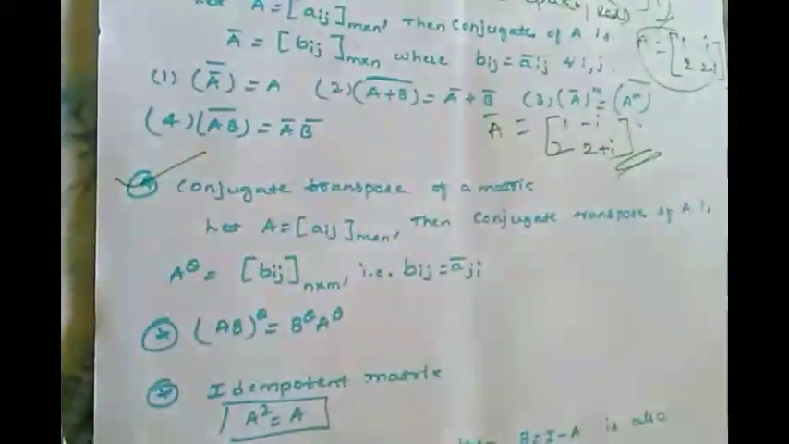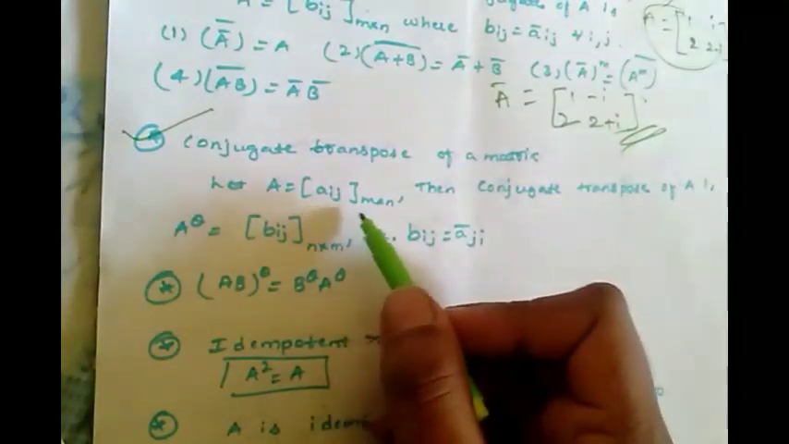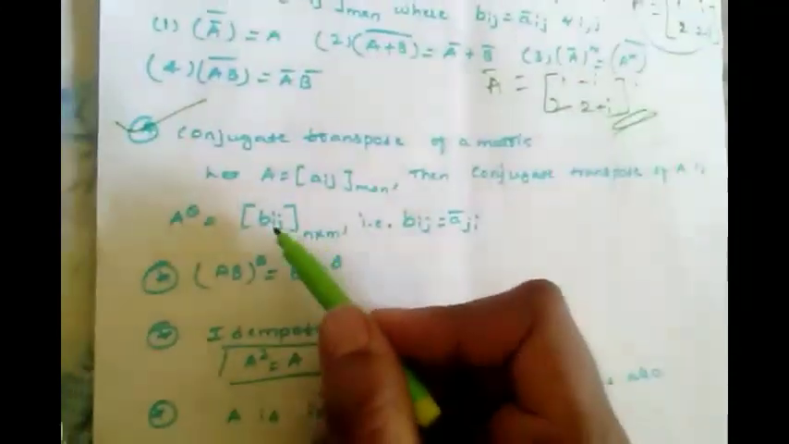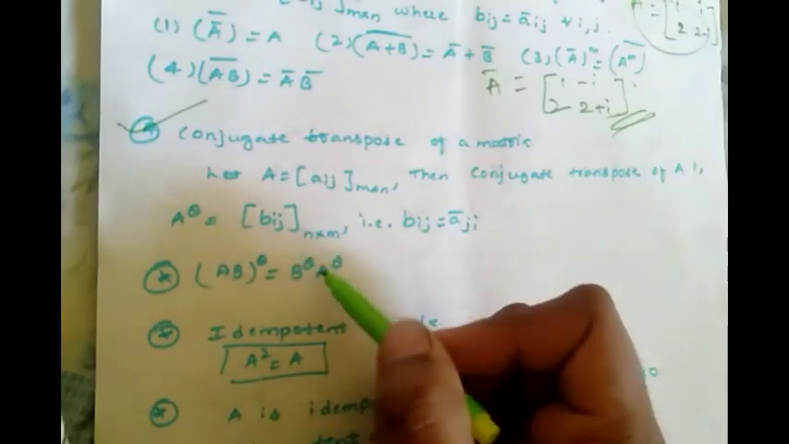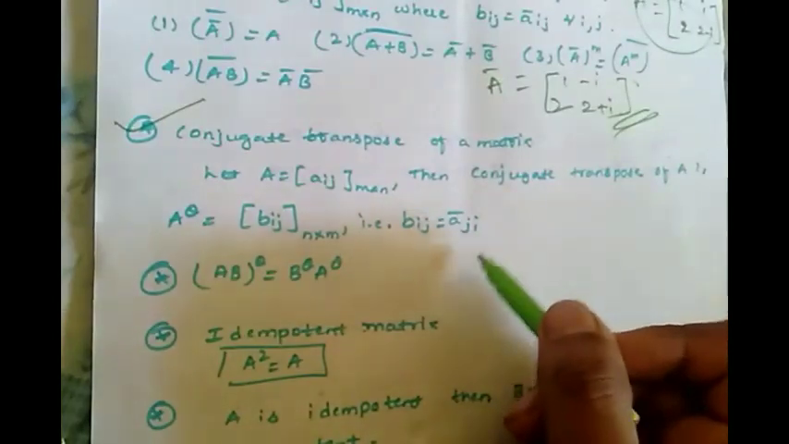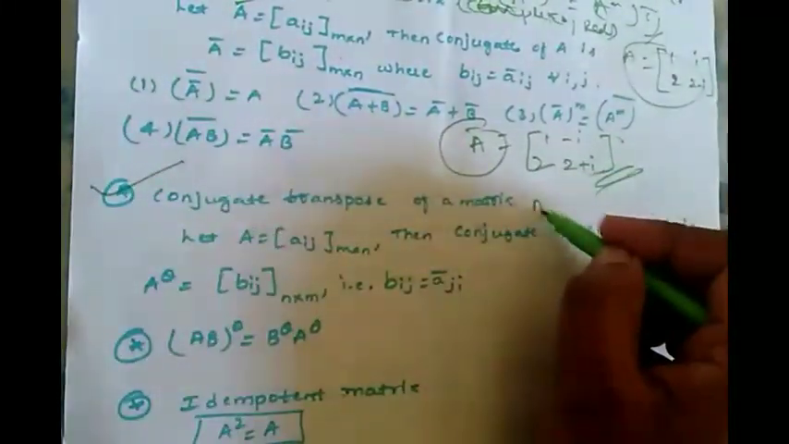Okay, then conjugate transpose of a matrix. What is the conjugate transpose of a matrix? Let A be equal to Aij m by n, then the conjugate transpose of A, A theta, is equal to Bij n by m, where Bij is equal to A bar ji. Okay, this is the conjugate transpose of a matrix. We take the transpose of this conjugate matrix, and we get 1 minus iota and 2 plus iota. This is the conjugate transpose of a matrix.